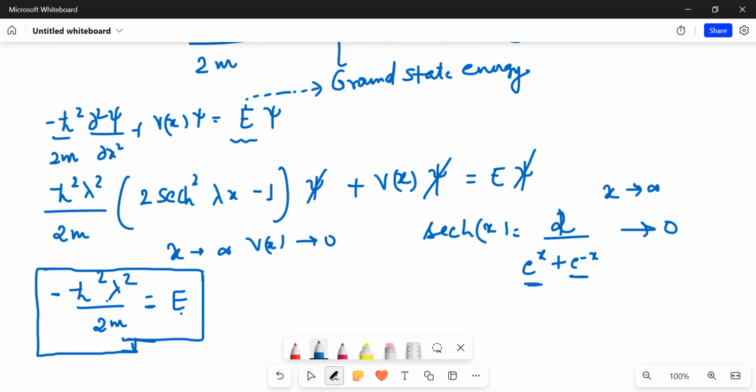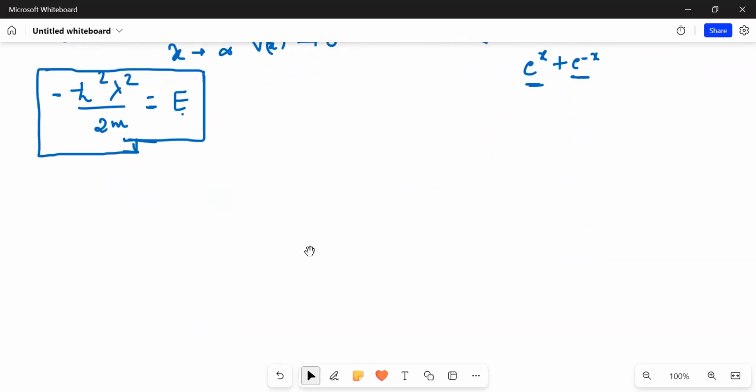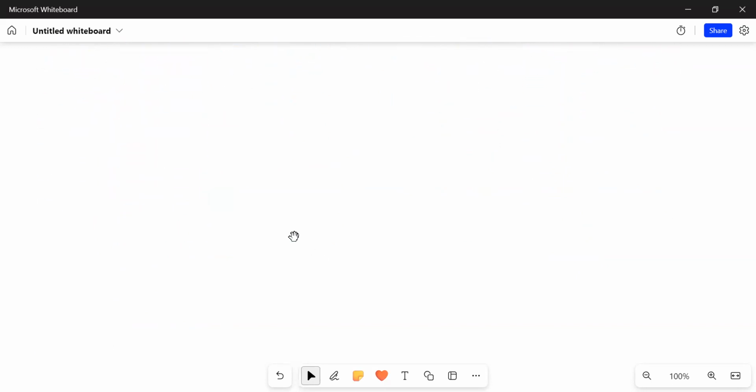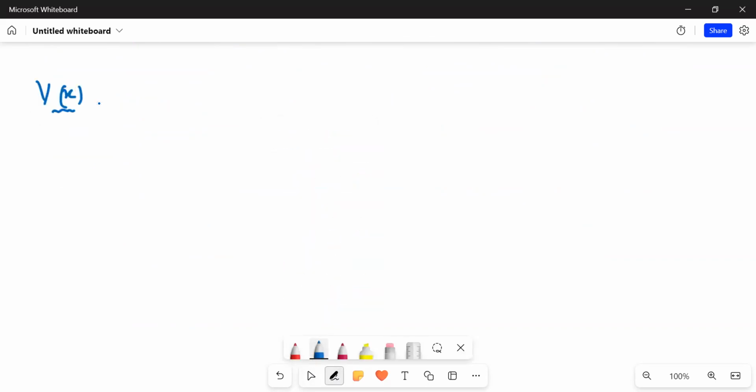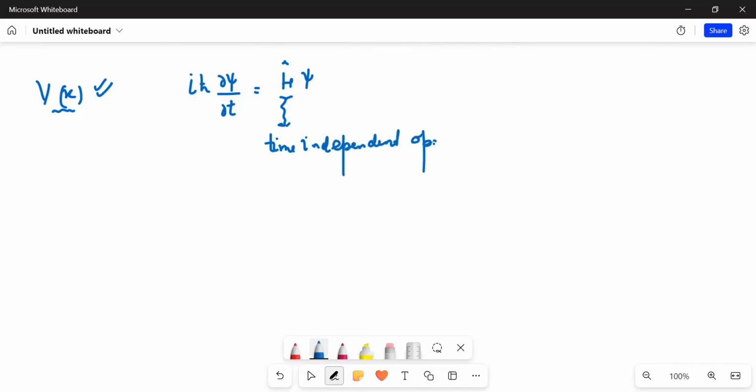Now, regarding the solution of the Schrödinger equation. In a large class of problems, the potential has no time dependence; it only depends upon position and not on time, and this remains the subject of our study. iħ del ψ upon del t is equal to simply Hψ, and you know that this H is a time independent operator.